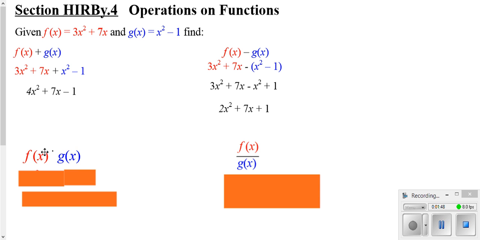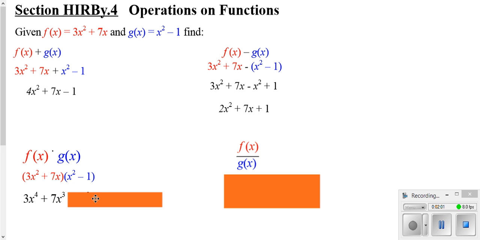Here we have F multiplied by G. So we need to take the red multiplied by the blue. And then all we'd have to do is 2 terms times 2 terms, FOIL. Multiply the first terms, multiply the inner terms, multiply the outer terms, and your last terms.